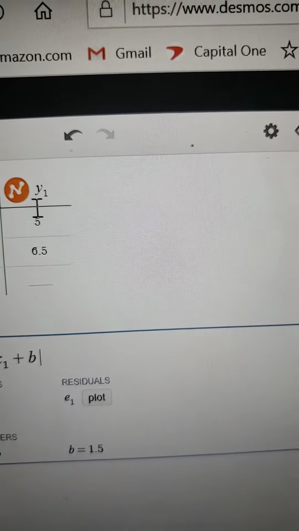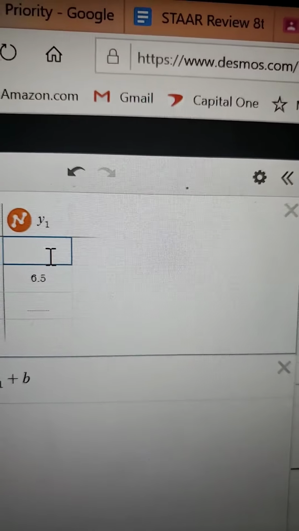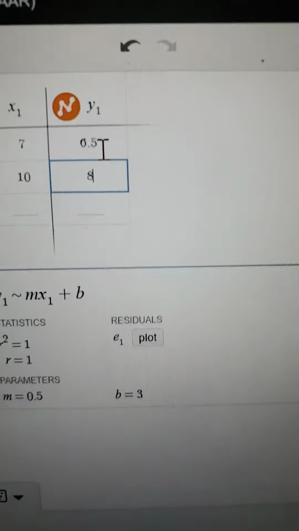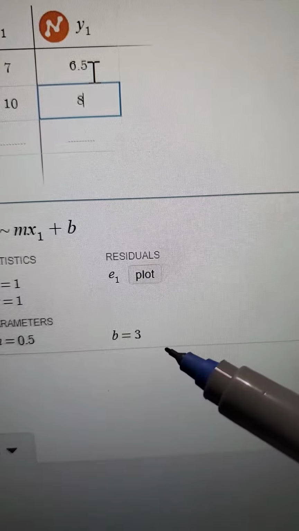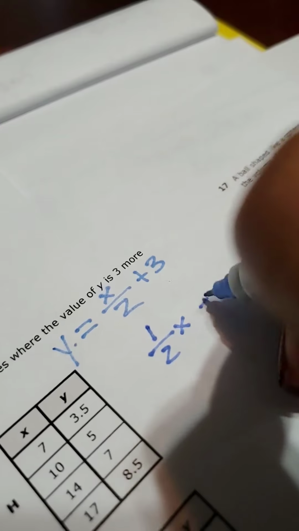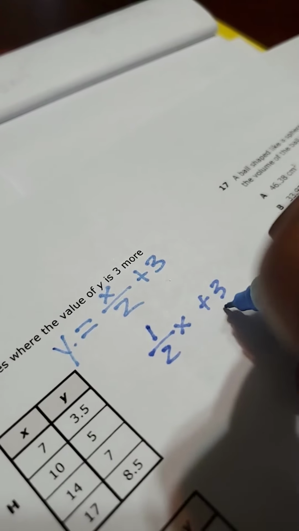Let's try G, where 7 is 6.5 and 10 is 8. So 7, 6.5, 10, 8. Oh, well, this one gives me a 3 as my y-intercept and a 0.5 as my slope, which lines up because how many x's do you see? 1. So it's 1 over 2x plus 3. I've got 3 as my b and 1/2 as my m. That one might work.